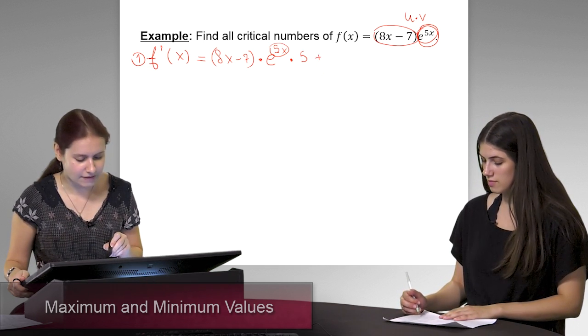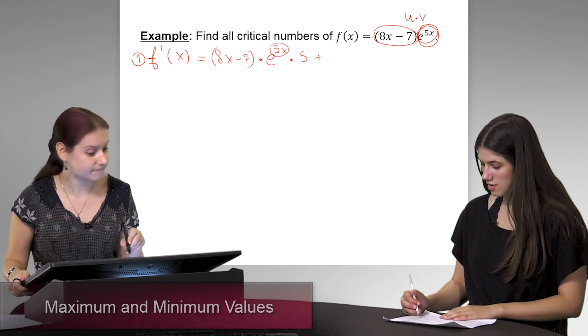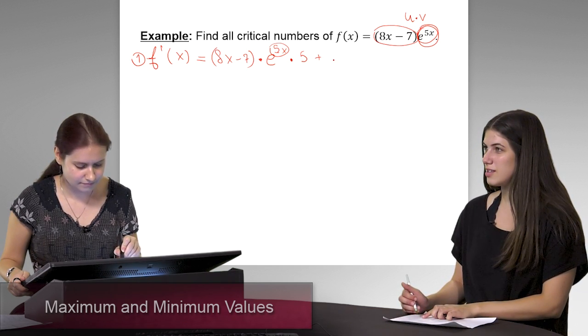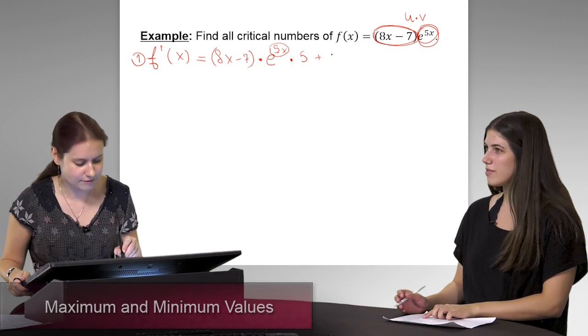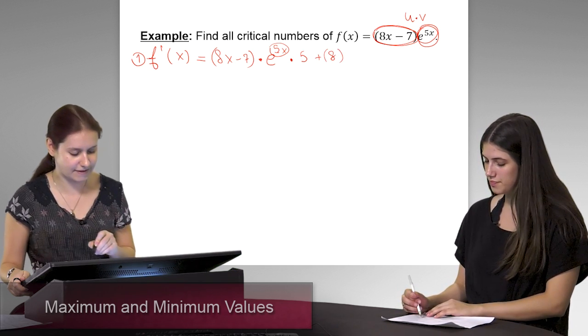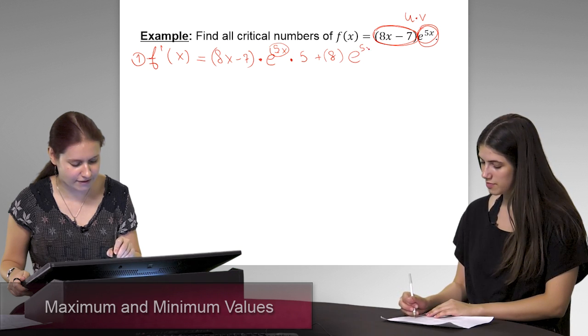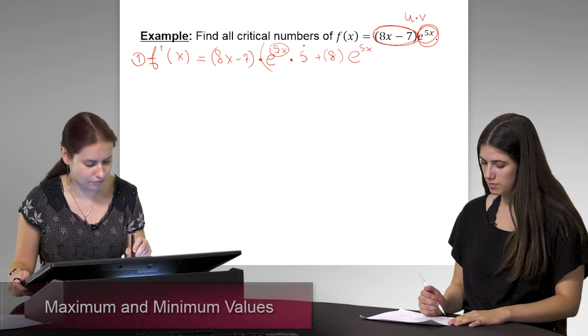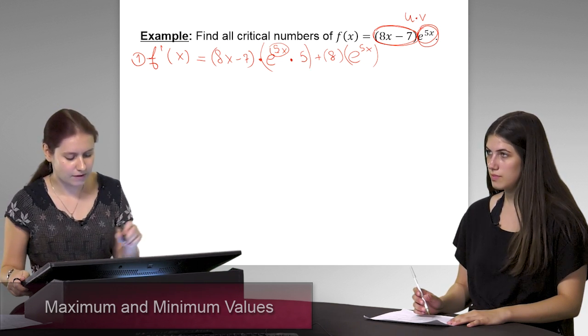Plus, now what we're doing, copying which kind of function? The 8. So, 8 is coming from where? The derivative of the first function. Yes, good. And then e to the 5x. E to the 5x. Good. Product rule. And the chain rule when we did the first part.